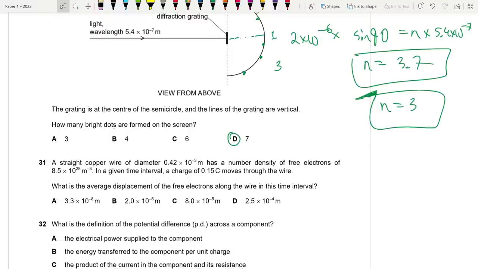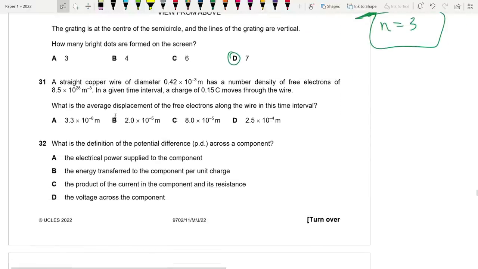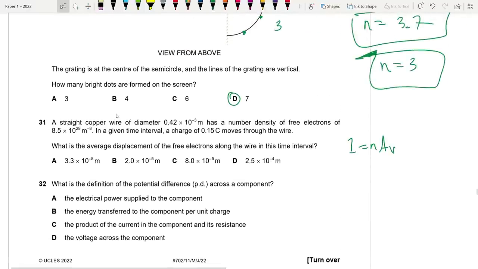Next, 31. A straight copper wire of diameter 0.14 × 10^-3 has a number density of free electrons of 8.5 × 10^28. In a given time interval, a charge of 0.15 moves through the wire. What is the average displacement of the free electrons along the wire in this time interval? Okay, so we need to find out velocity first. We know that I is equal to nAvq, right? We have n and diameter, we can find out A. We know q.